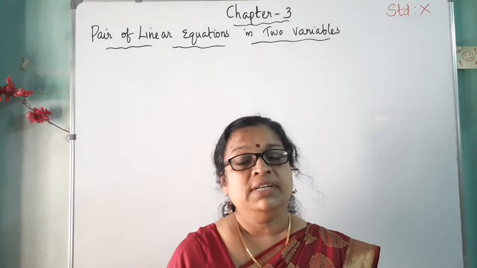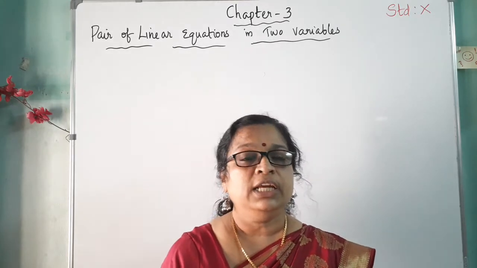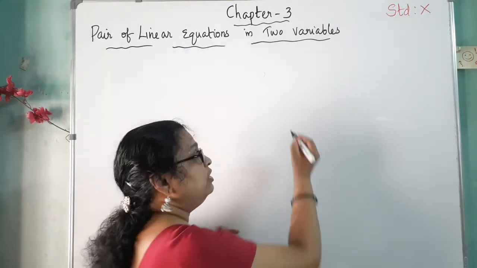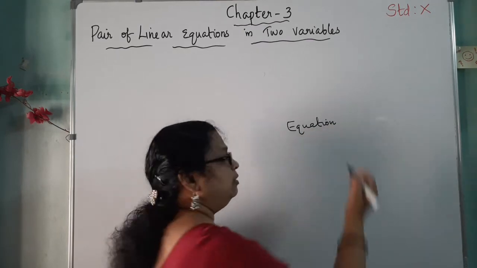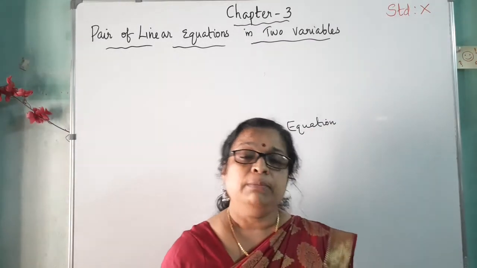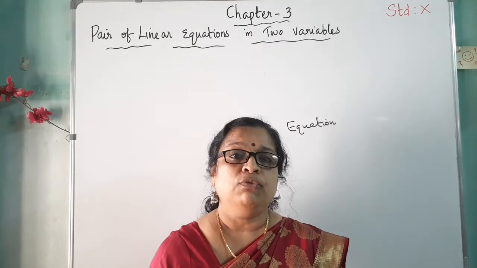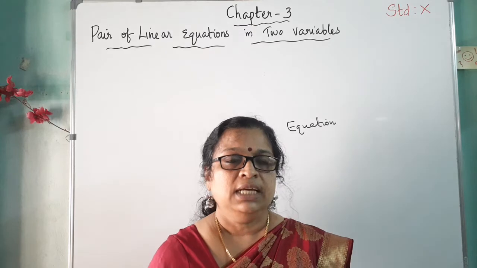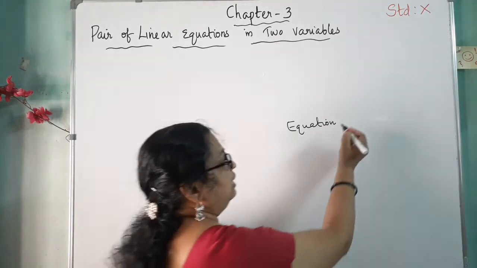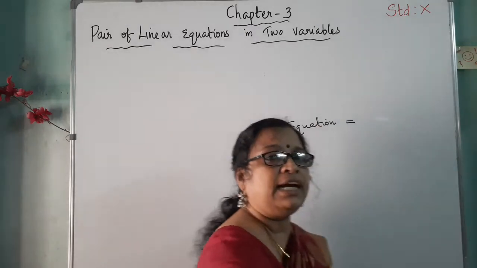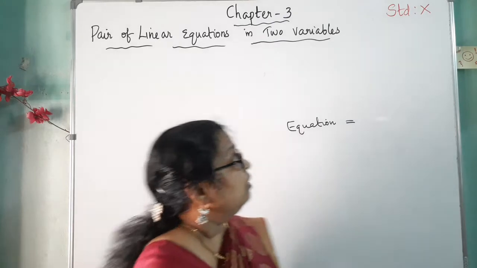In this session we will study a new lesson, that is chapter 3, pair of linear equations in two variables. Then first, equation. What do you mean by an equation? Equation means a statement of equality between two expressions consisting of variables or numbers. That is, two expressions connected with the equal sign, the left side and right side are equal, then it becomes an equation.